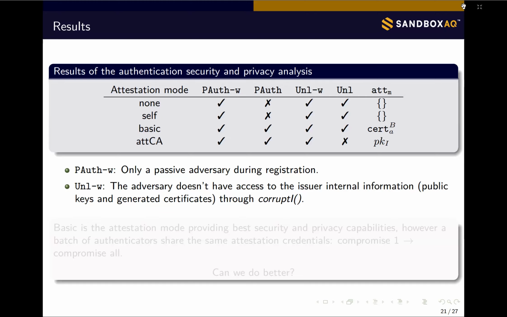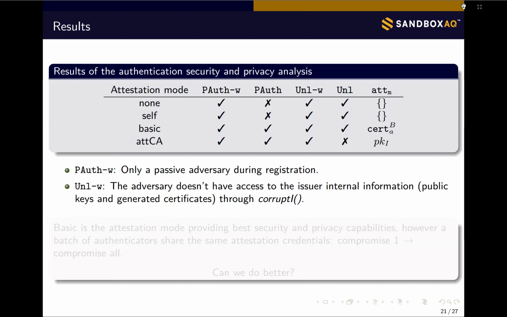So we had a weaker one where we only allow a passive adversary during registration. This makes sense because there is no signature of the registration information from a root of trust that the server can verify. The adversary can modify the registration message, basically, if we allow an active adversary.